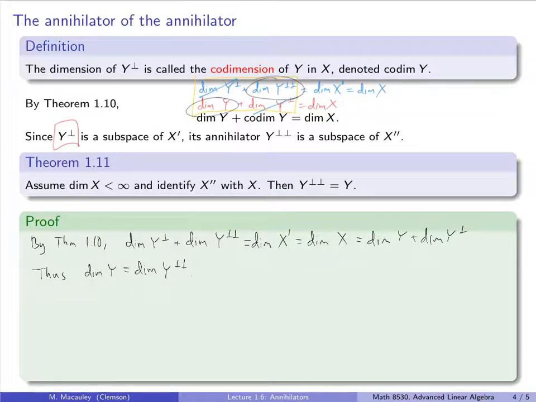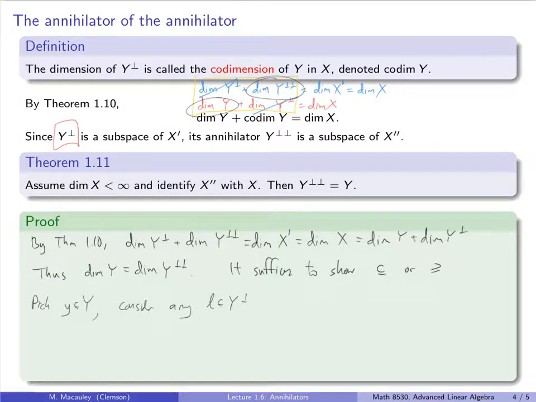So it suffices to show that one of these is contained in the other. To do this, let's pick an element in Y, and let's consider any covector L.